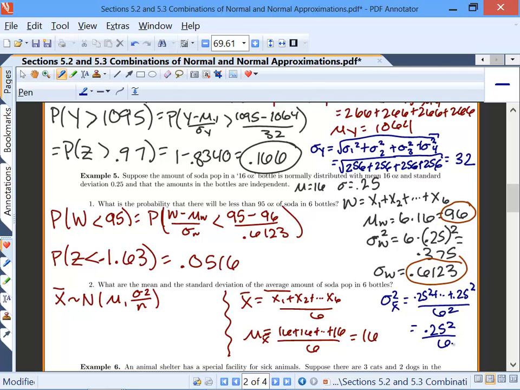Okay, so that's using the old rules that we know, or we can just memorize this formula by now, or memorize it eventually. So the mean for X bar is just going to be equal to the old mean, which is 16, and the standard deviation for X bar, well, that's the square root of the variance. So square root of 0.25 squared over n, which is 6. So 0.102.